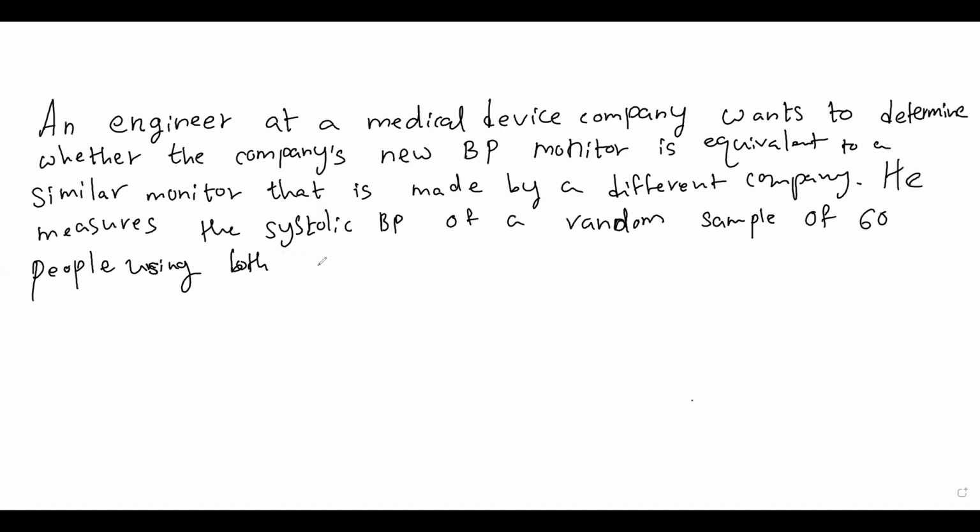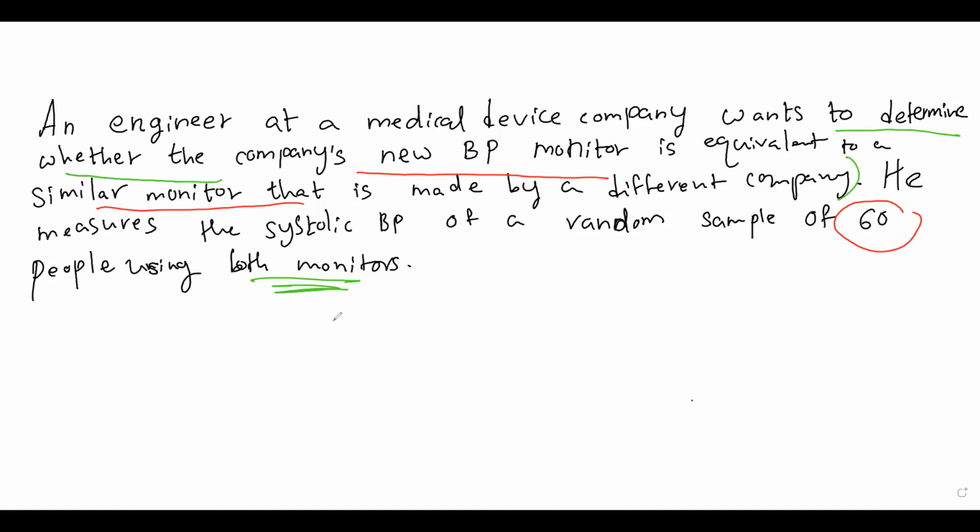So what is this experiment? An engineer produces a new BP machine, a new BP monitor to the company, and there's one existing monitor. The current machine is there, right? By a different company, right? So the sample size is 60. There are 60 volunteers or maybe patients who are going to check their blood pressure using both of these. And what the researcher wants to find out is whether both monitors measure the same value, right? So the experiment is to determine whether this happens. Okay, so this is the scope.